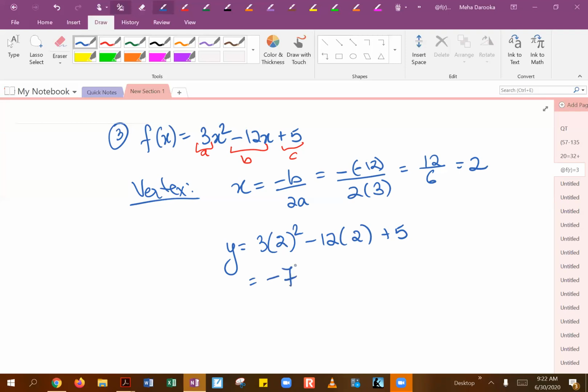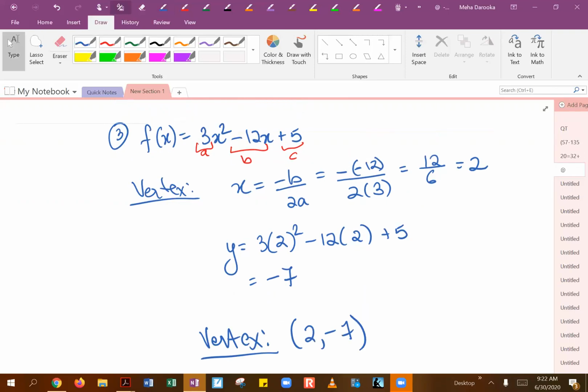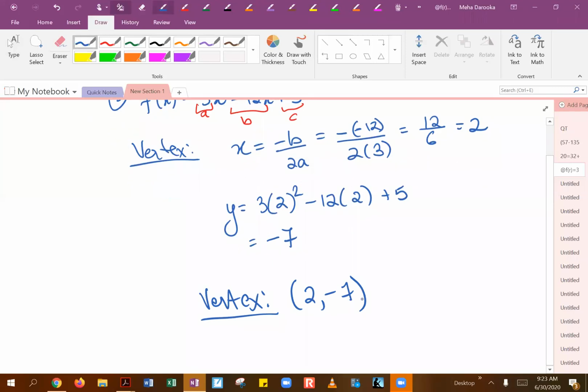So that means now that we have our x and y values, put it together, and that will give you the vertex of your parabola. So 2 for the x value, -7 for the y value. Now, as you can see, our a value is a positive 3. So since a is a positive number, that tells us our parabola will be opening up. So if the parabola is opening up, that means the (2, -7), our vertex, is going to be the lowest point on your graph, okay?